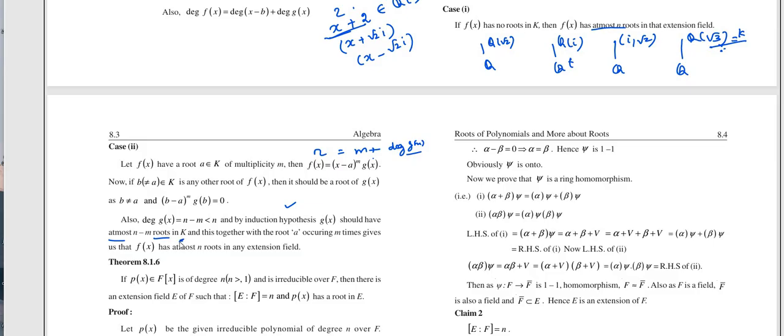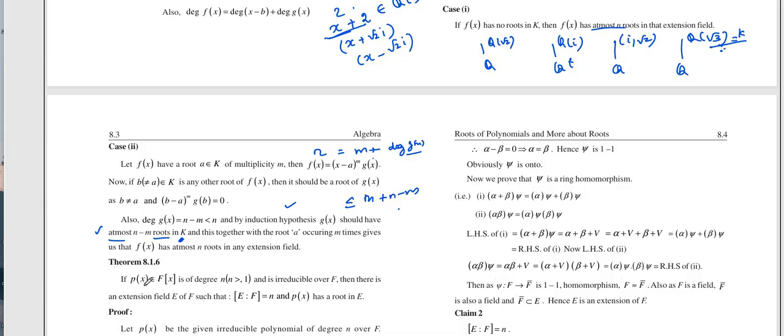Already we have considered k, so let us consider k. So that is why we say that this is a very safe word. And this, together with the root a occurring m times, gives already m roots. Now that n minus m is at most, so you have at most n roots in any extension field. So that is the proof of this very simple lemma.